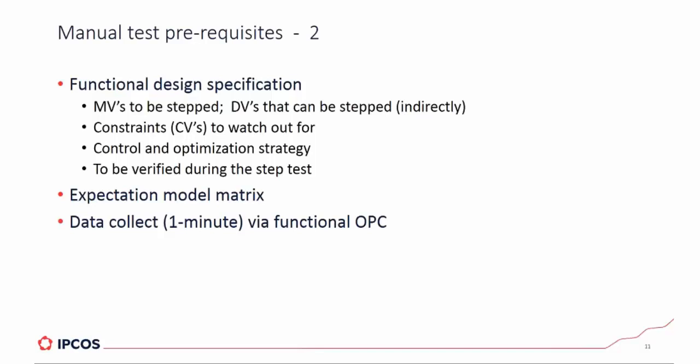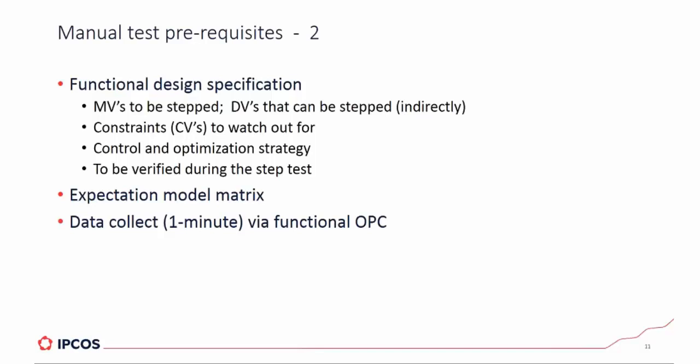Another prerequisite would be an expectation model matrix. Before we start on this endeavor of a step test, we want to have a good idea of where we expect the models to be. And very often it will go exactly according to expectation. In other cases, some of these models may not appear. In other cases, we will find models where we did not expect it initially.